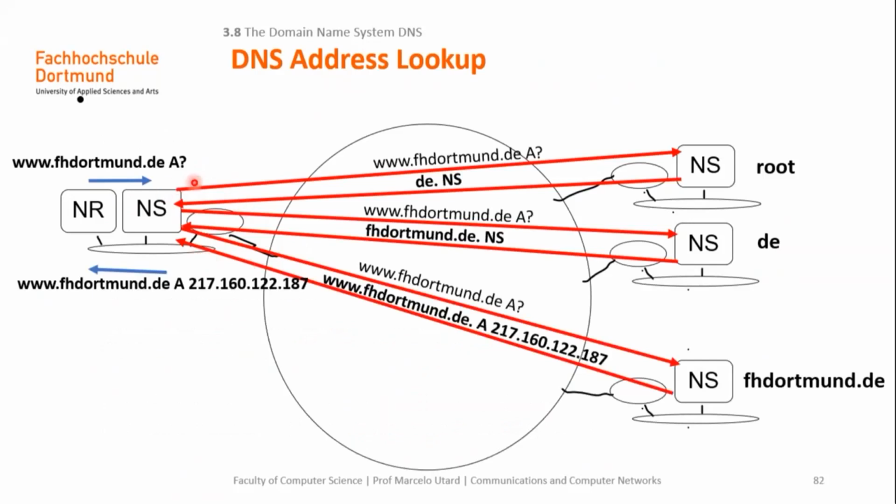For instance, in this figure, in this topology, in this chart, we could see how the address lookup is performed. I used the FQDN associated with the web server of Fachhochschule Dortmund. Then we ask for the IP address associated with the Fachhochschule Dortmund website.